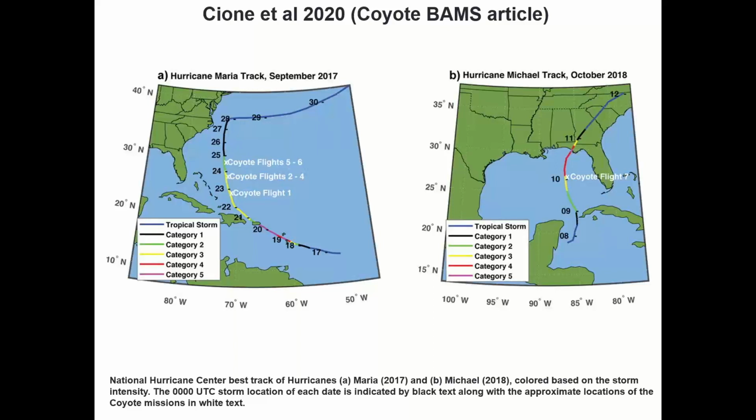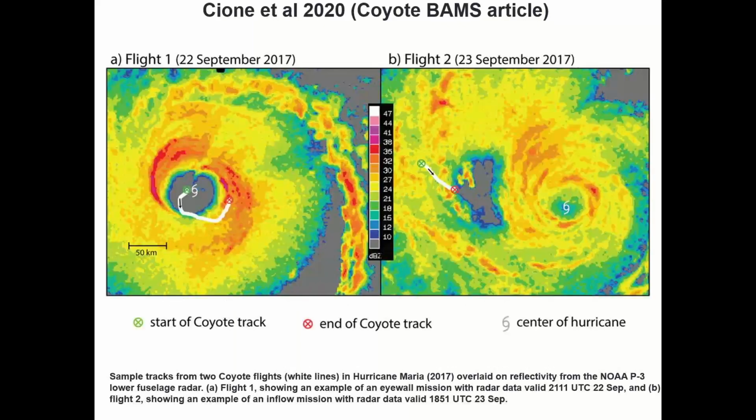That was interesting, and as it was intensifying. It's hard to capture intensification. It's a pretty rare event, but we got that. So just to give you an idea what it looks like, this is a lower fuselage radar, and you can see in white what the Coyote did. This is Coyote drop 1. Jun Zhang and others, and Josh Wadler and a few others, are looking at that particular drop.